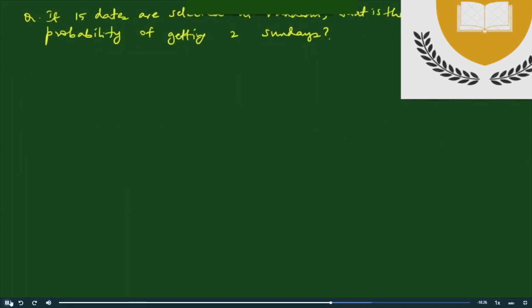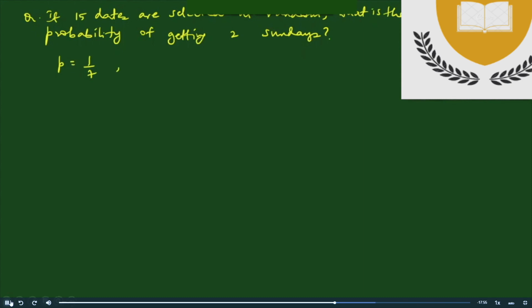If 15 dates are selected at random, what is the probability of getting 2 Sundays? So the question is saying that if 15 dates are selected at random, what is the probability of getting 2 Sundays? First tell me one thing. In a week, how many Sundays are there? There is only one Sunday in a week. So in a week, the probability of getting a Sunday is 1 by 7. If I were to put this down, P is equal to 1 by 7.